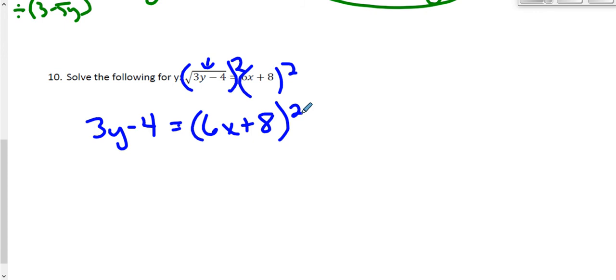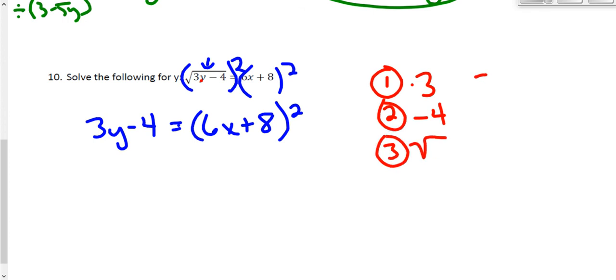Now, I could actually FOIL that out. I don't have to. It doesn't say that I have to do anything with my x's. It just says that I need to get y alone. So let's continue getting y alone. So if we were going to make a list, start from the inside. The first thing that would have been happening to y is that it was being multiplied by 3. Then we are subtracting 4. And the last thing that happened, that tied it all together, was that square root symbol.